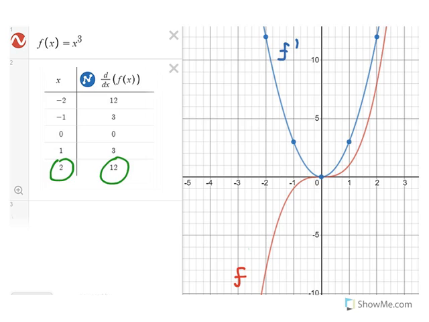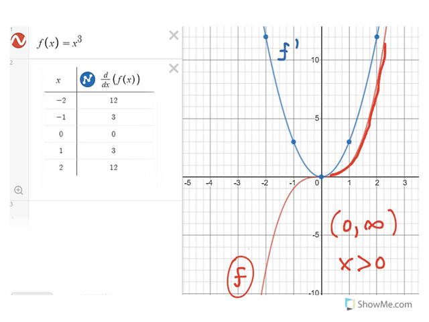And at x is equal to 2, the derivative is 12. The graph of f has a tangent line with a slope of 12 at x is equal to 2. When you look at the graph of f on the interval from 0 to infinity, for x values that are greater than 0, you can see that the graph of f is rising from left to right. The function f is increasing on this interval.